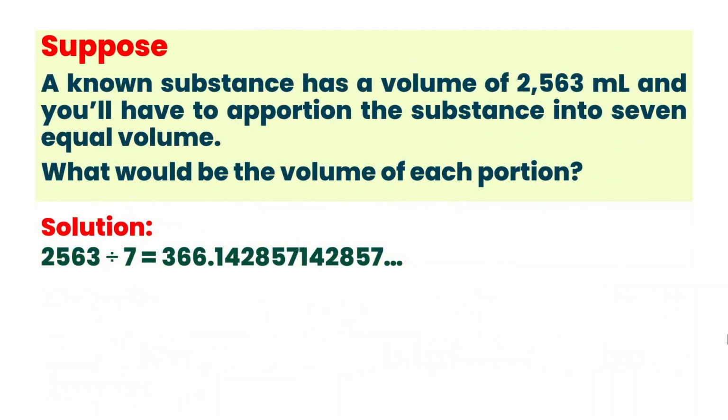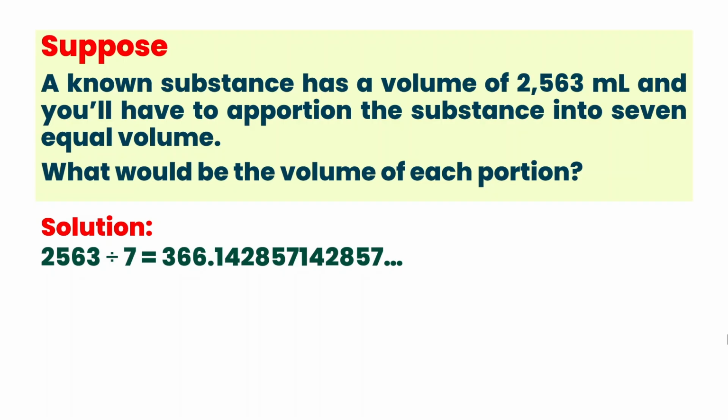So let's learn now how to present our calculations following the number of significant figures. Suppose a known substance has a volume of 2,563 ml, or milliliters, and you have to apportion the substance into seven equal volumes. What would be the volume of each portion?